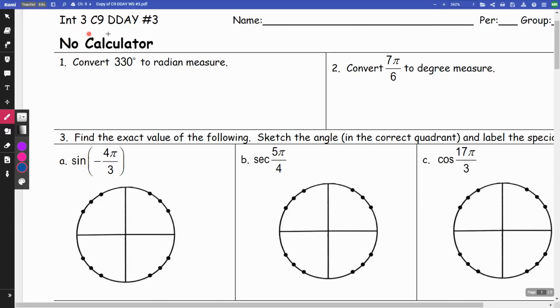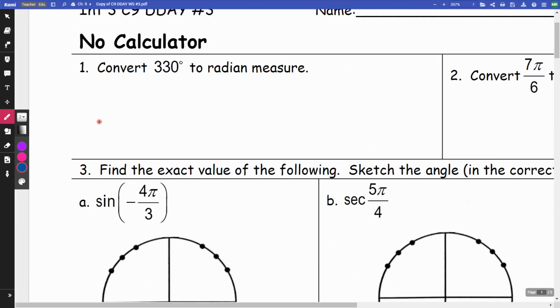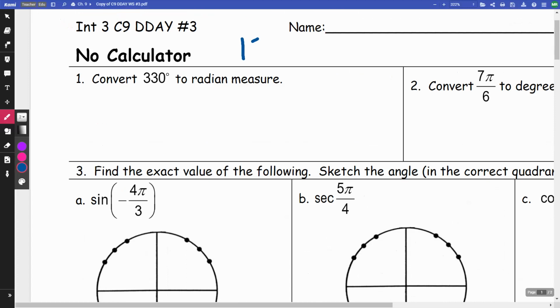So this video is Integrated 3D-Day number 3 for chapter 9. On this first problem, when we're doing this, what you want to remember is that 180 degrees is the same as pi. So if I write pi over 180 degrees, that's really just a fancy 1. Or if I write 180 degrees over pi, that also is just a fancy 1.